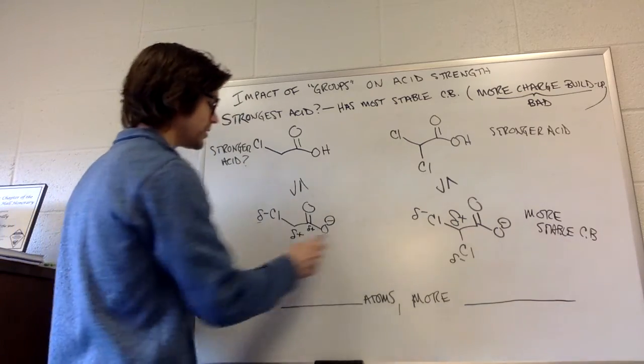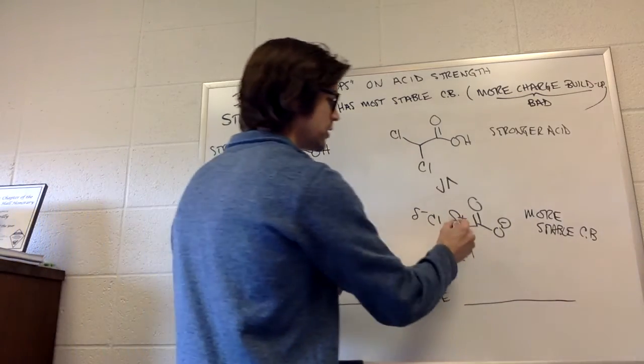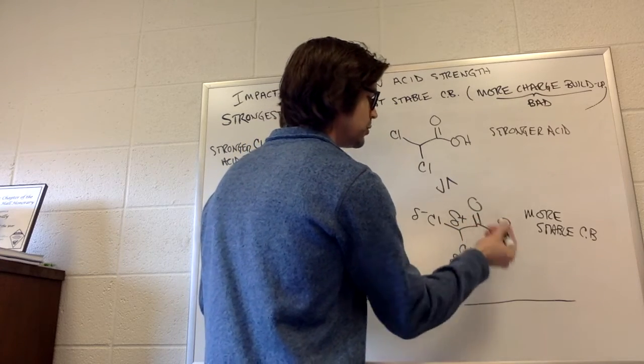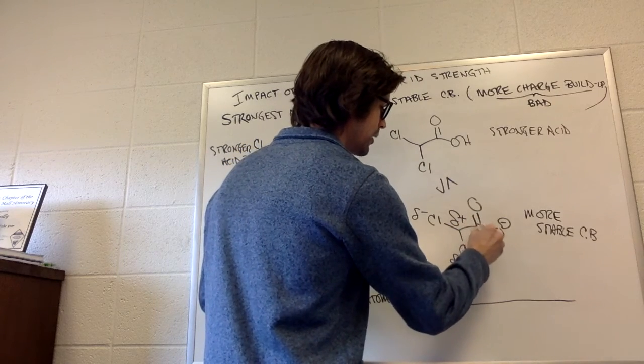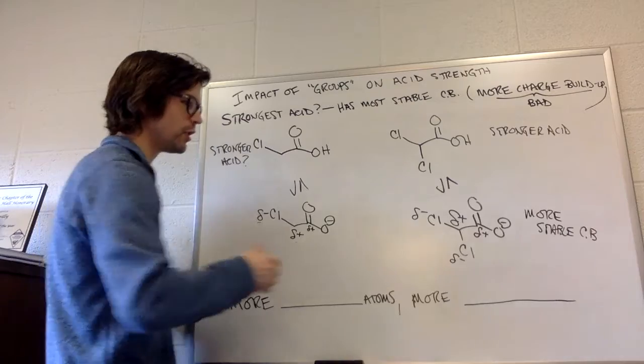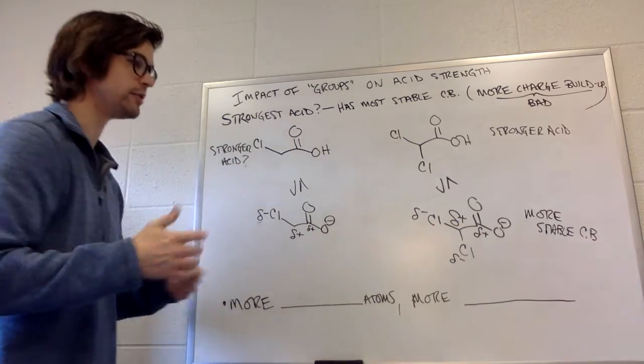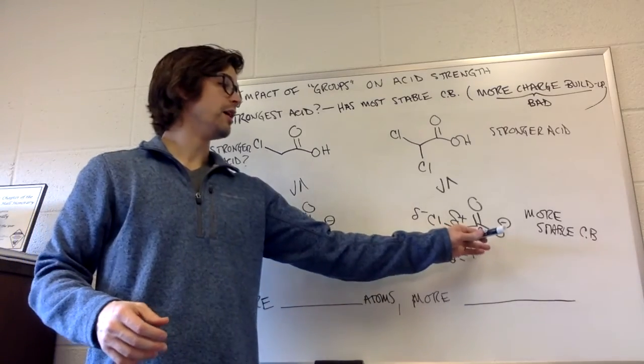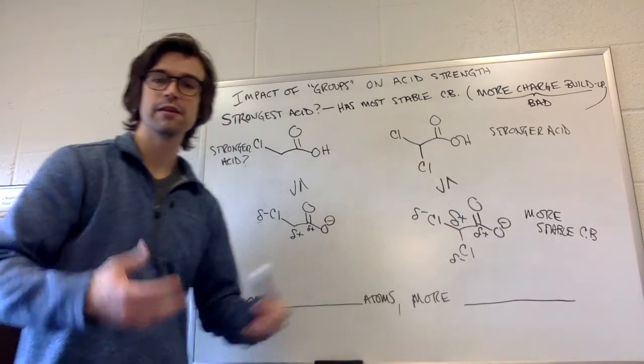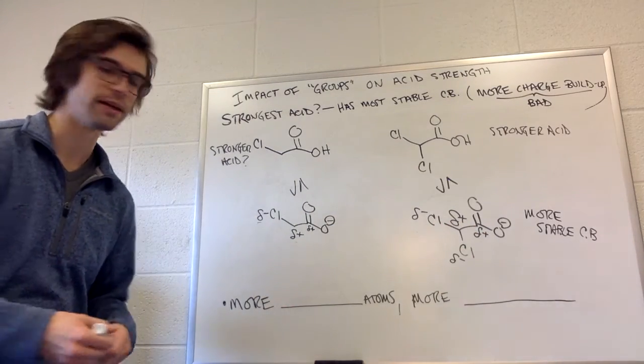So this partial positive is larger than that partial positive, which means that the partial positive relayed to the next position is again going to be larger. So this one is smaller than that one, but it is bigger than that one. So essentially, larger partial positive next to the negative, that's going to be a more stable conjugate base.